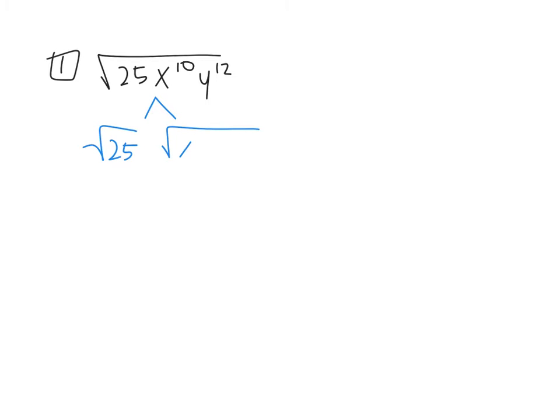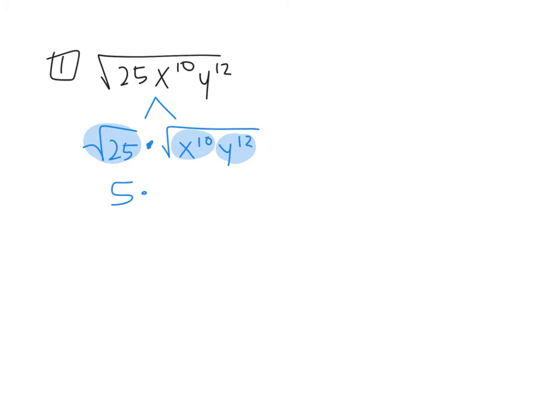So our first problem is going to be the square root of 25 x to the 10th, y to the 12th. Well, why don't we split this up into numerical versus just our variables. So I'm going to split this up: square root of 25 times the square root of x to the 10th, y to the 12th. Well, what is the square root of 25? It's just 5, right? These are being multiplied together. So I have 5 times, can I simplify the square root of x to the 10th and y to the 12th?